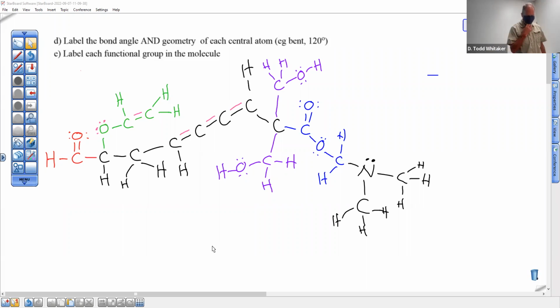All right, caffeine-free conclusion coming up here. Got our molecule copied again. Please, you're going to only draw the molecule one time on the test and put all the labels on the same molecule. Okay?